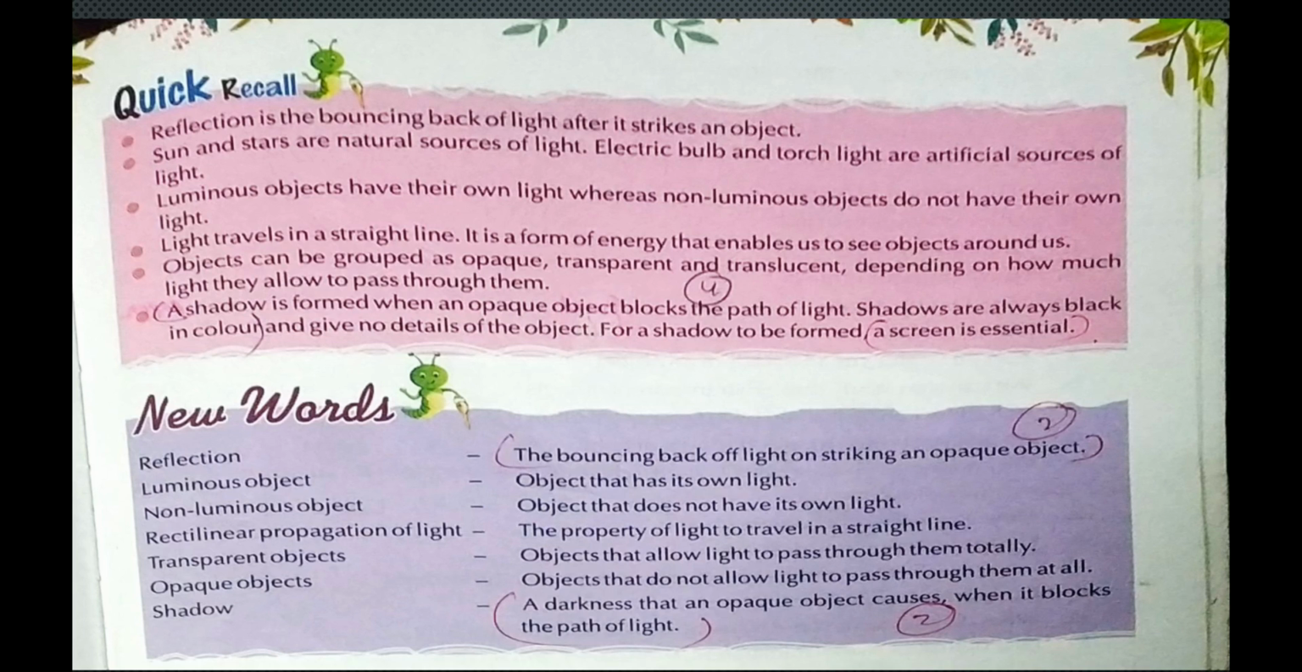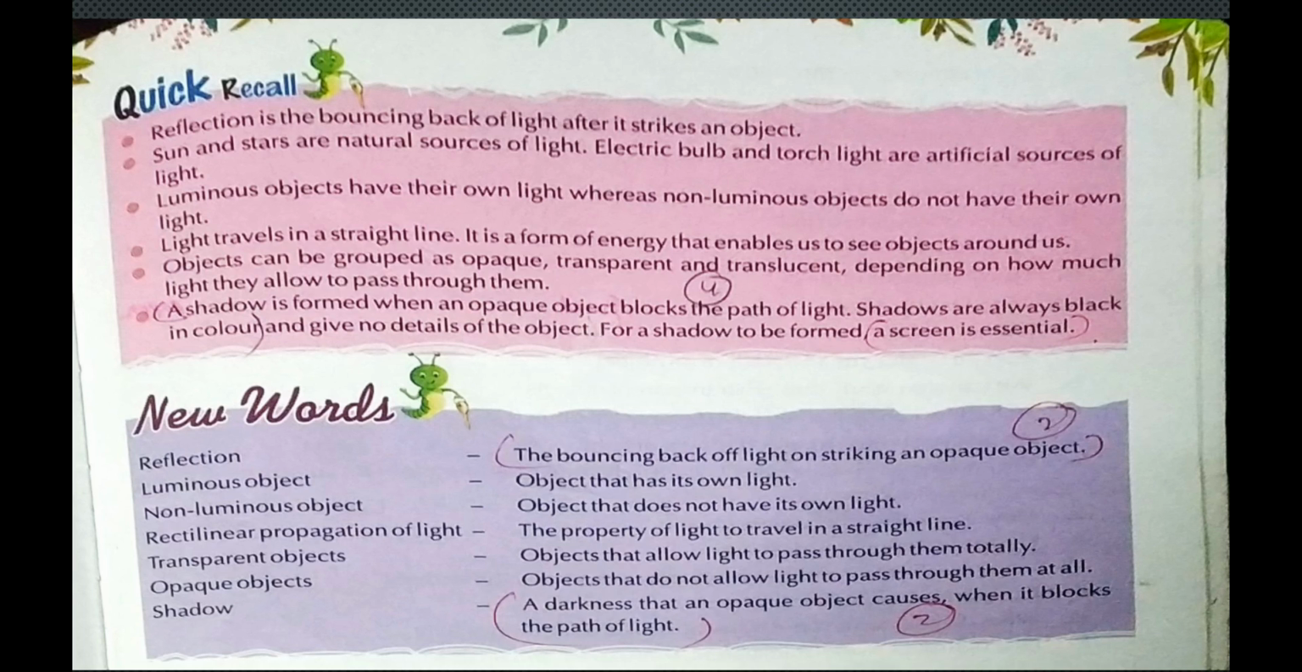Objects can be grouped as opaque, transparent and translucent depending on how much light they allow to pass through them. A shadow is formed when an opaque object blocks the path of light. Shadows are always black in color and give no details of the objects. For a shadow to be formed, a screen is essential.